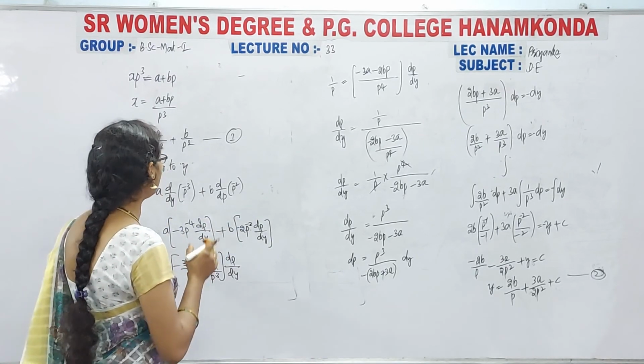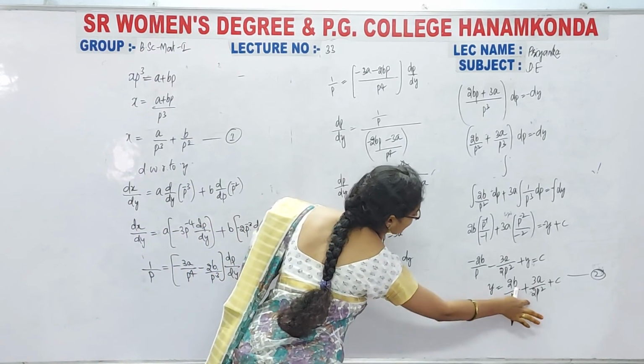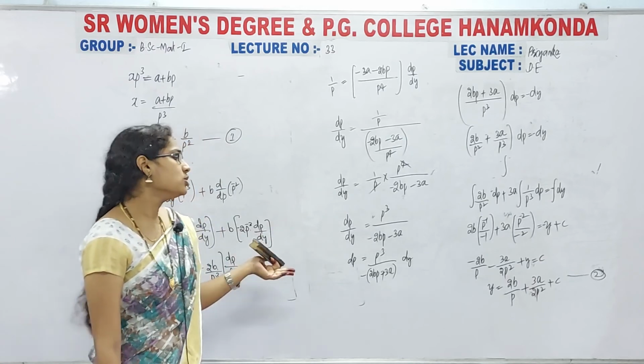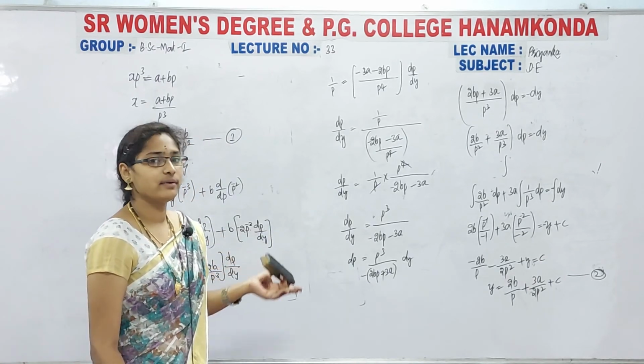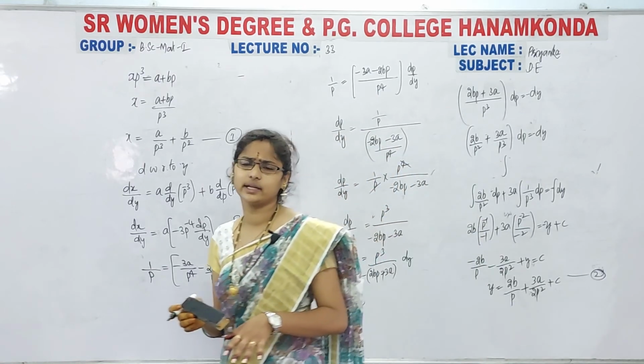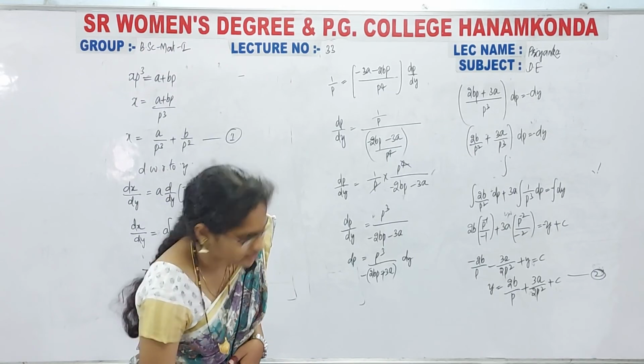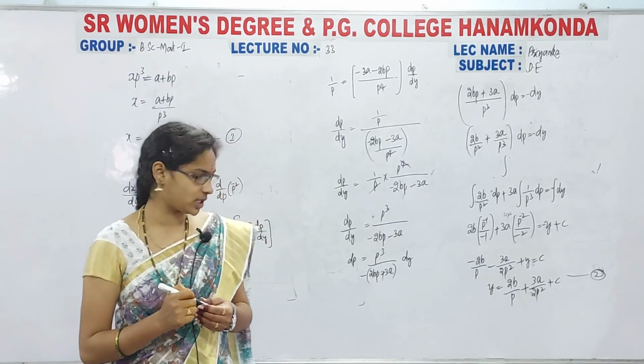Actually, if you want to calculate, then what will we get? Simply here I have a p and a 2p square. So by taking the LCM, again we will get the p term in the numerator. Of course we can calculate the p value, but it is not an easy thing. So that's why here we can stop with this one. So therefore the required solution is nothing but y.